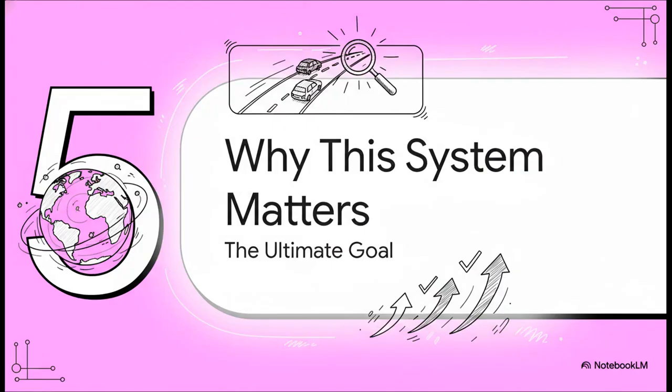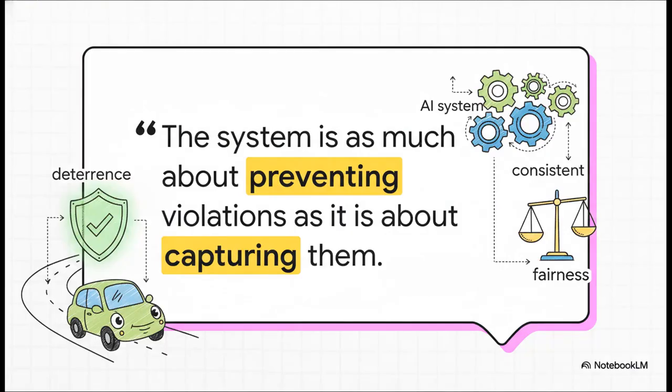And that brings us to our final section, Section 5, why this system matters. So let's pull back from all the tech specs and the engineering checklists for a minute and really zoom out to look at the big picture. What's the ultimate goal here? What's the real-world impact? And this quote really gets to the heart of it all. The system is as much about preventing violations as it is about capturing them. See, the ultimate goal isn't just to rack up fines. It's about deterrence. It's about creating a system that's so consistent, so fair, that it actually changes driver behavior for the better. It's about preventing the violation from ever happening in the first place.